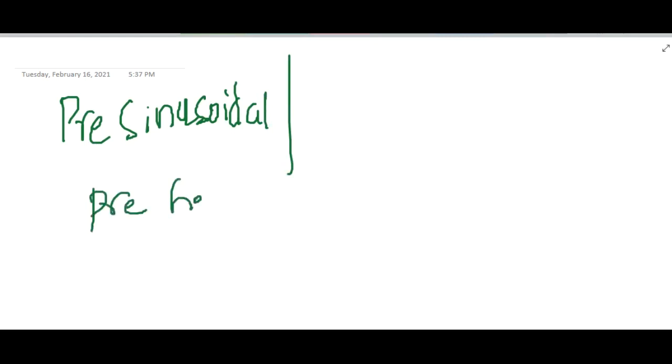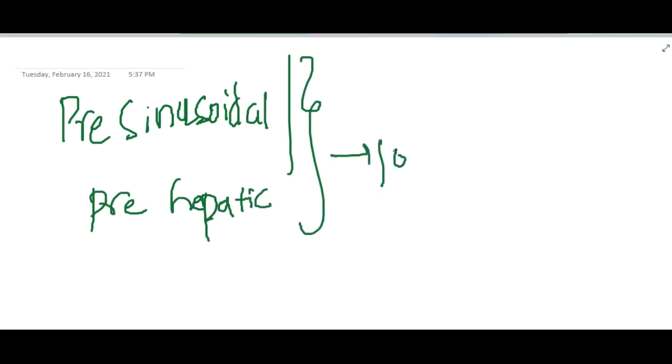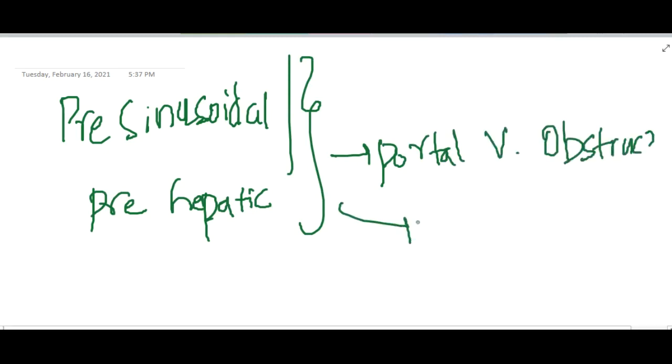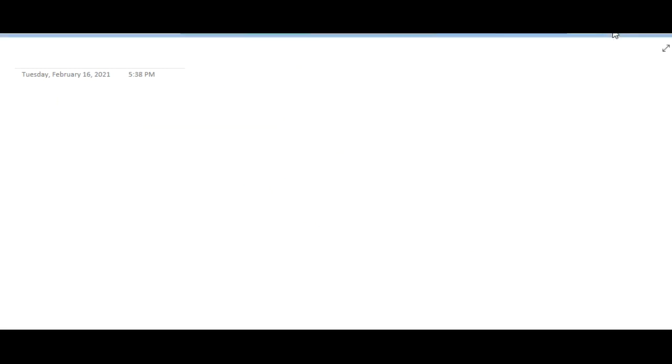In pre-sinusoidal or pre-hepatic portal hypertension, this is due to portal vein obstruction from any cause. This is the most common type of portal hypertension in children.